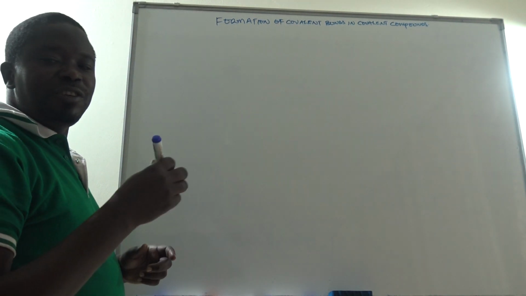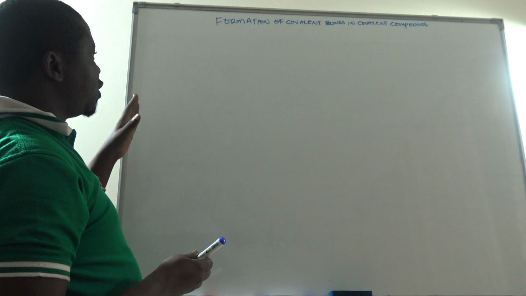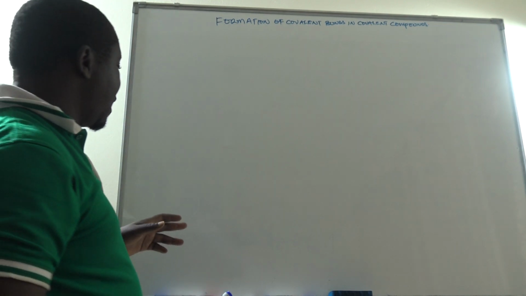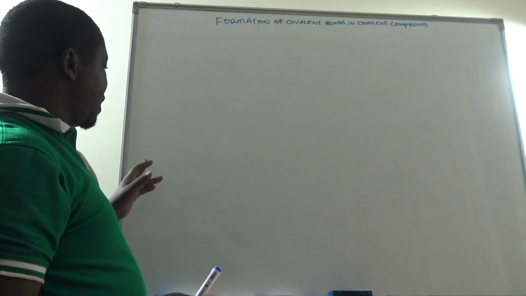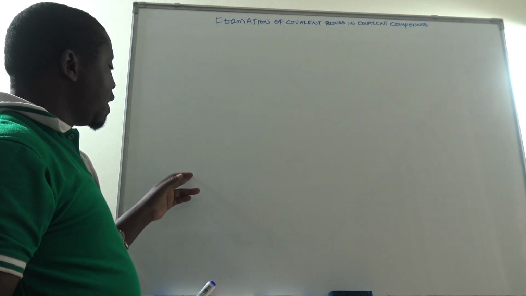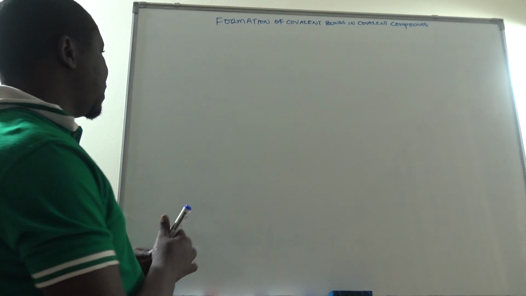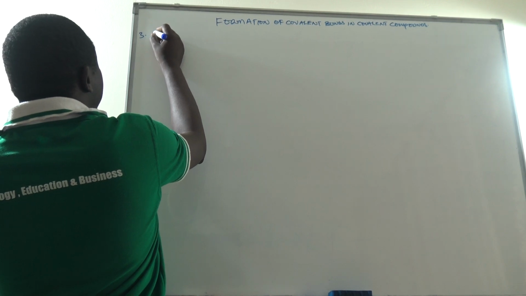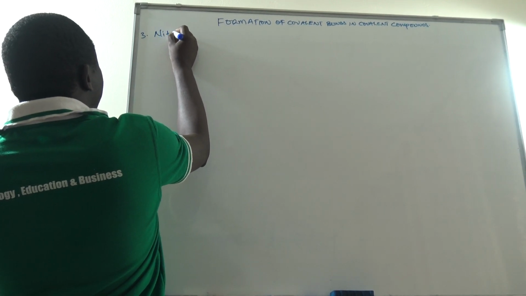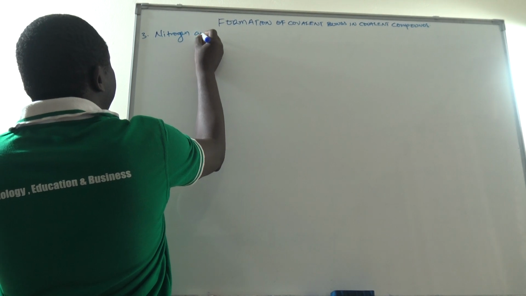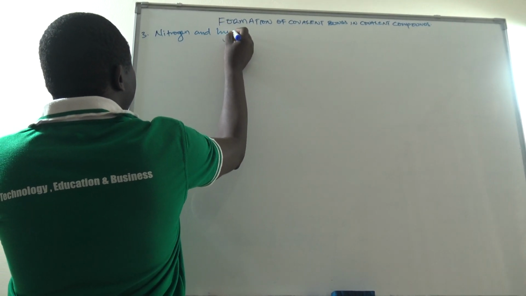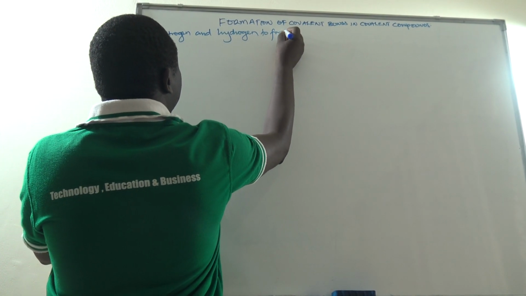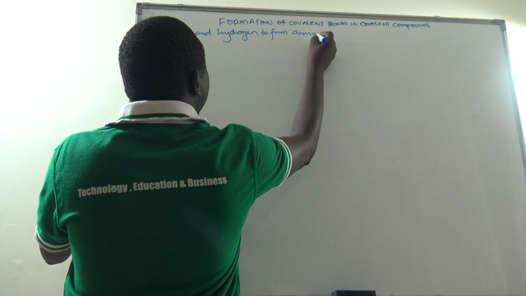In fact, we are just continuing because we had looked at the formation of covalent bonds between hydrogen and oxygen to form water, and the formation of covalent bonds between carbon and oxygen atoms to form carbon dioxide. So let us look at another one, that is the formation of covalent bond between nitrogen and hydrogen to form ammonia.